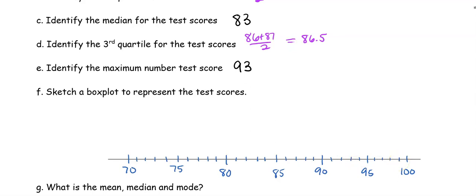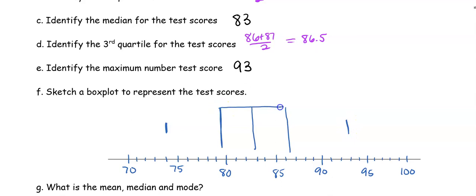All right, so we have that our minimum value is 74. There's our minimum. Our Q1 value we found as 79.5. So I'm going to go halfway between 79 and 80. There's my Q1. My median was 83. Right there. And my Q3, 86.5. My max of 93.